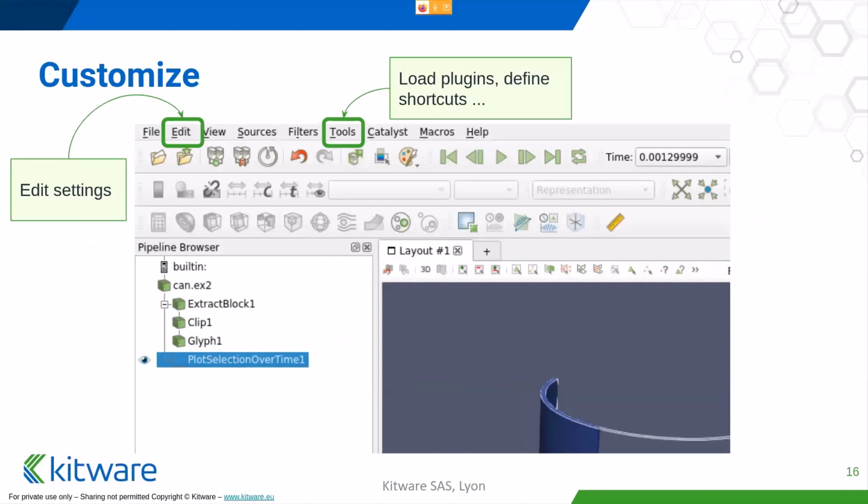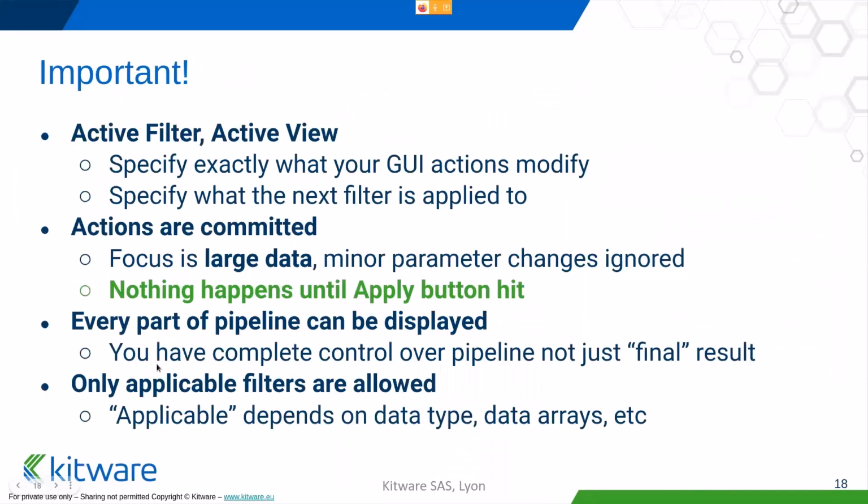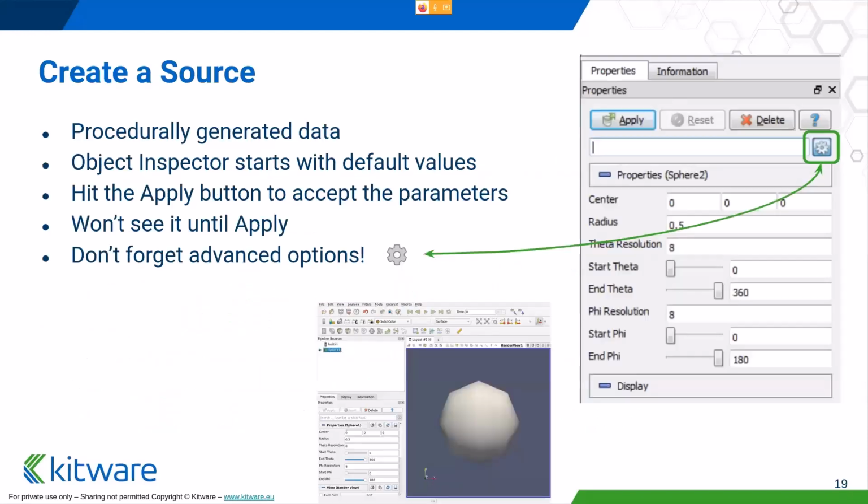In your pipeline, here you can display anything. Here we are showing the plot selection over time, but actually we could show any of these filters here. And when you create filters, you will see that later, only applicable filters will be available. So we'll test that later.